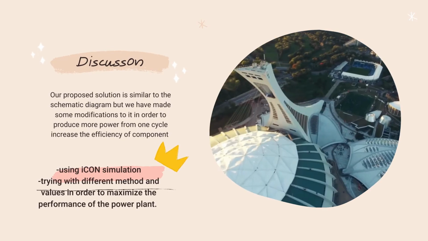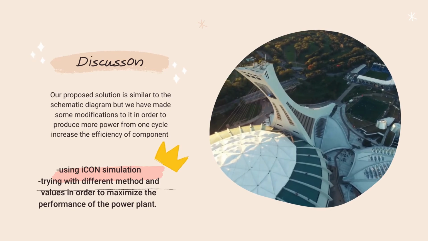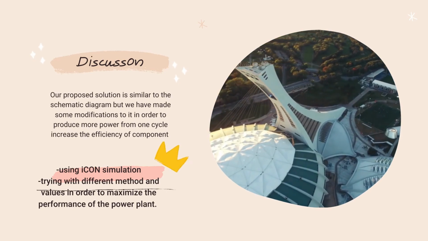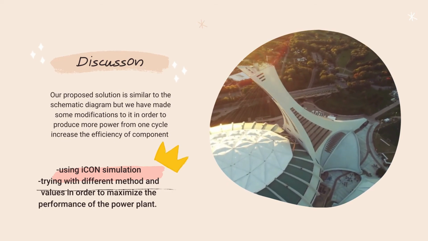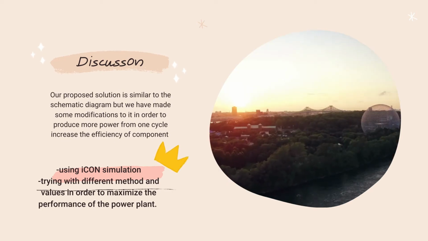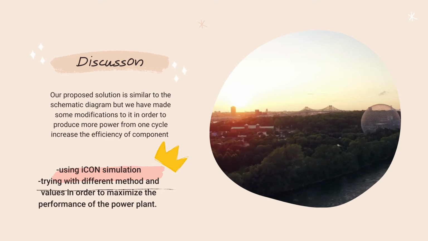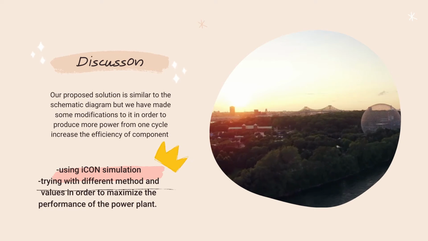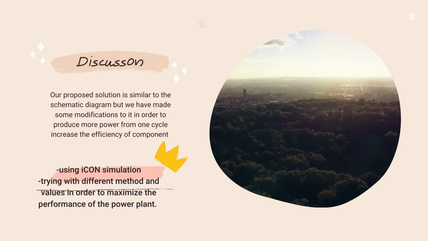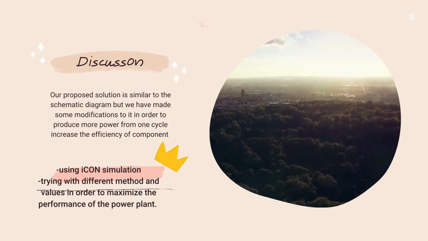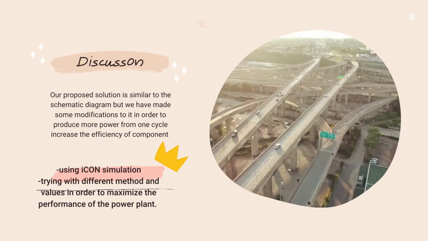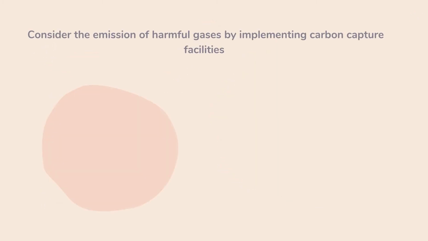Our reading of a journal regarding the gas-fired power plant is shown in the schematic diagram above. Our proposed solution is similar to the schematic diagram above, but we have made some modifications to it in order to produce more power from one cycle and increase the efficiency of the components. To achieve our goals, we have run it using a simulation and tried different methods and values in order to maximize the performance of the power plant.